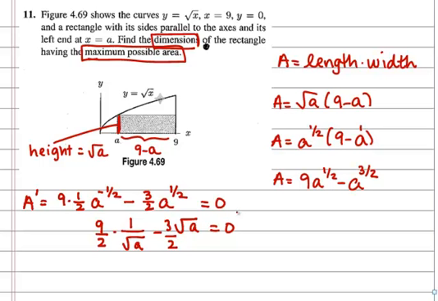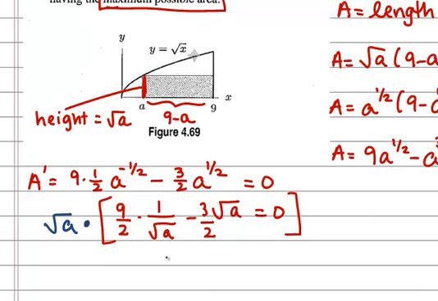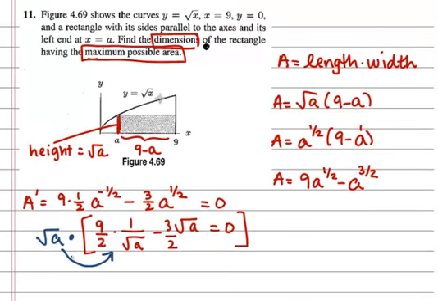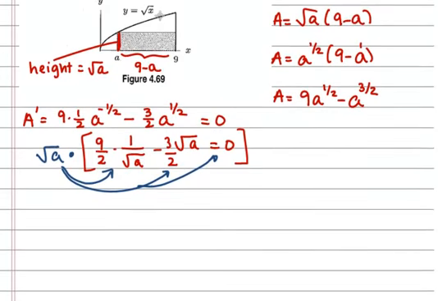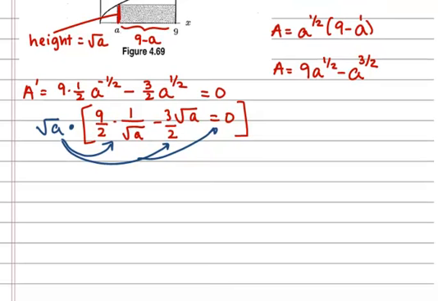And I'm going to go ahead and get rid of the square root of a in the denominator. And I'll do that by multiplying through by the square root of a. Let's go ahead and distribute here. If we do that, that gives us 9 halves, and the square roots of a cancel, minus 3/2, and square root of a times the square root of a is equal to a. So that's equal to 0.